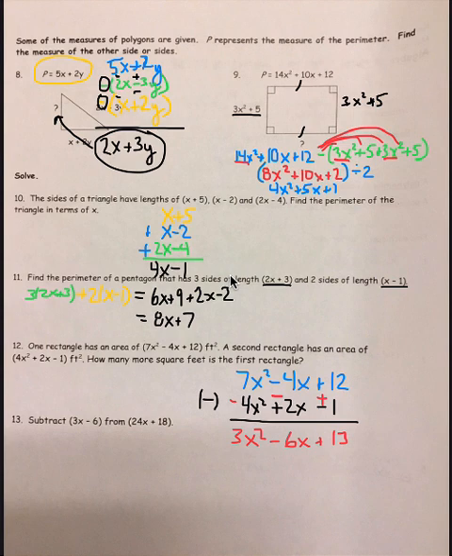And then finally 13, subtract 3x minus 6 from 24x plus 18. I like to say if you subtracted 2 from 5, what would you get? You should be saying 3. So that means we set this up as 24x plus 18 minus 3x minus 6. And that changes the signs. This becomes minus and that becomes plus. 21x plus 24. That one is just making sure you remember just how to read a subtraction problem. And that's all we have for adding and subtracting polynomials.